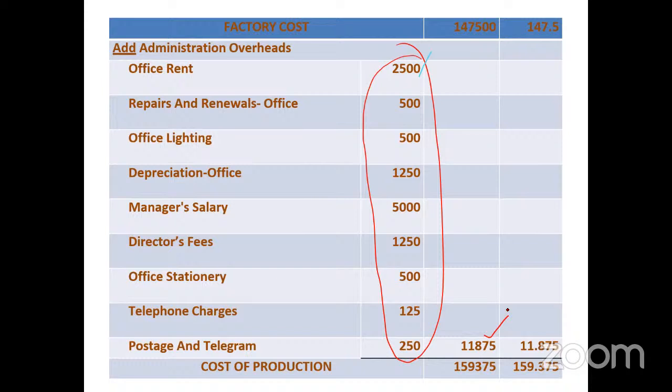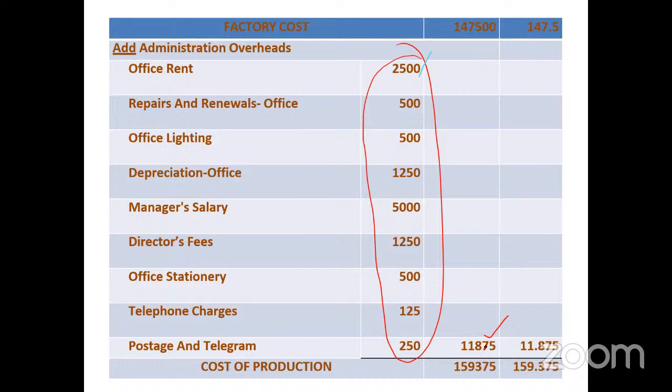So what is the total administration overhead here? 11,875. If for producing 1000 units we are incurring 11,875 rupees of total administration expenses, then what is the per unit expense? Divided by 1000, so it will be 11.875. Yes or no? Yes, sir.